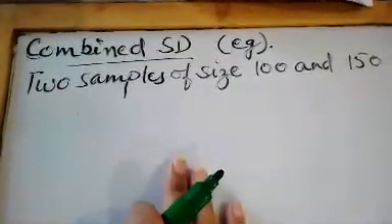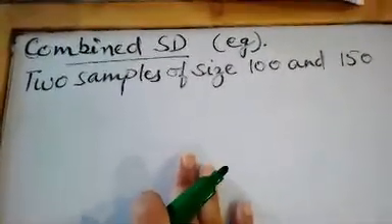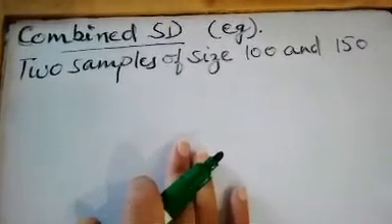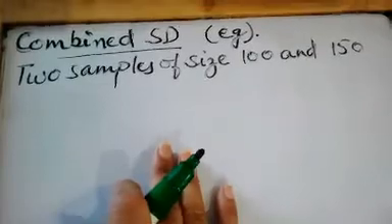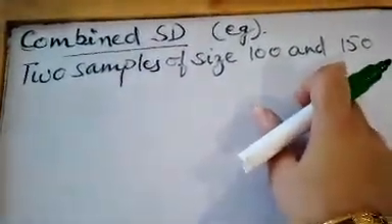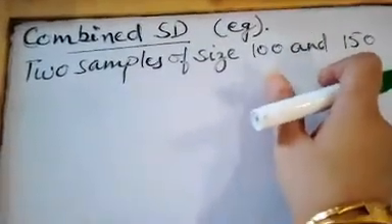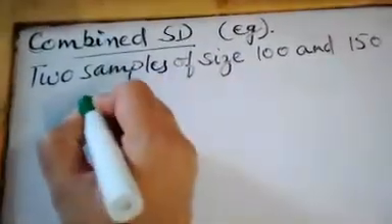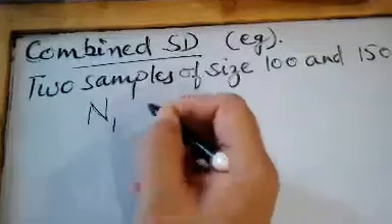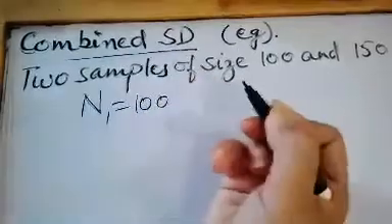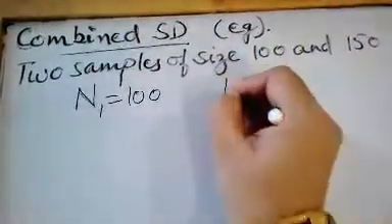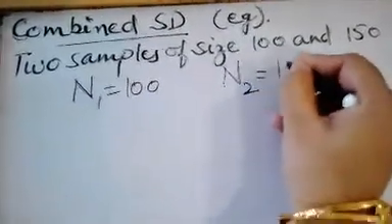Now children, we'll quickly look at an example of how to calculate the combined standard deviation. Suppose two samples are given to us, of size 100 and 150. So we have n1 equals 100, and the size of the other sample is 150, so n2 is 150.